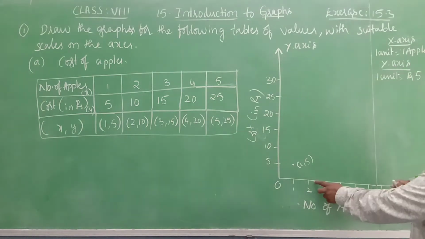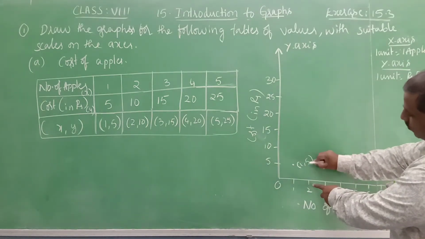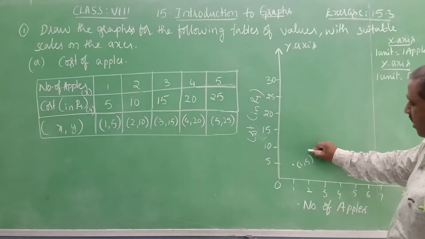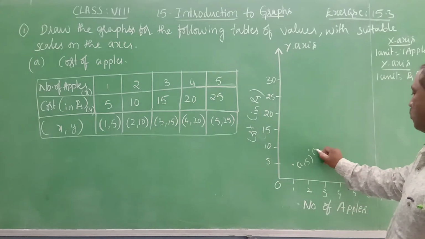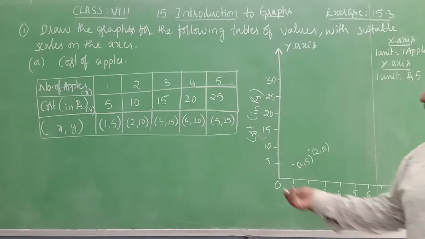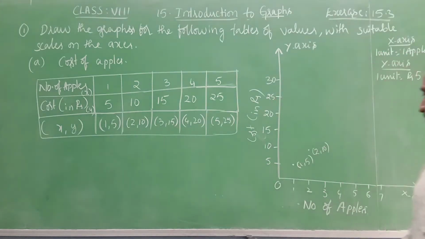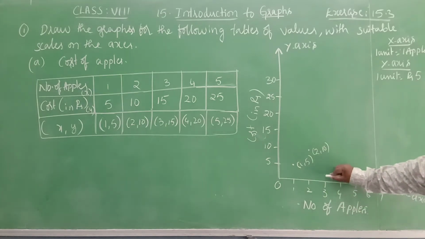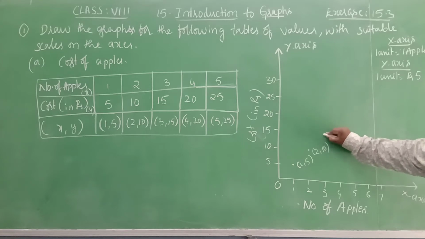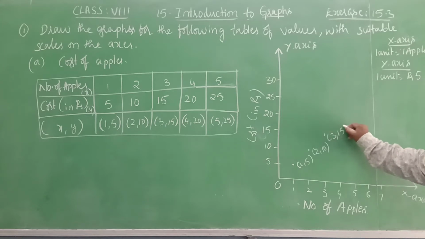Next, x is equal to 2 and y is equal to 10. So this is 2, 10. X is 2 and y is 10 here. Then we have the third point 3, 15. X is equal to 3 and y is equal to 15. So this is the point. We will get it approximately here. Therefore the coordinates of this point are 3, 15.